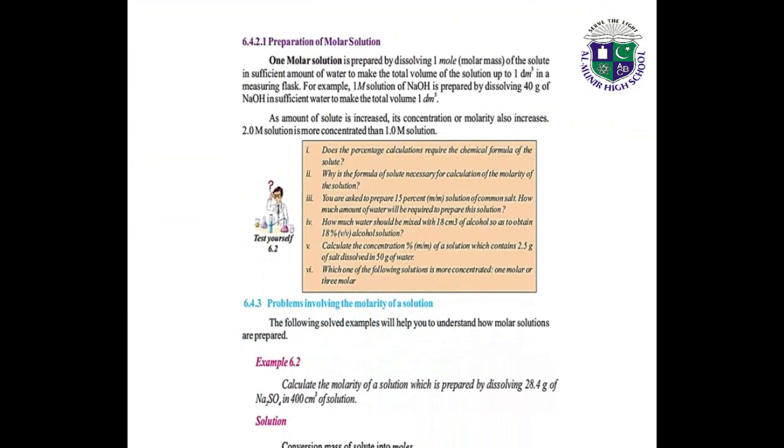How can we prepare a molar solution? A 1 molar solution is prepared by dissolving 1 mole of the solute in a sufficient amount of water to make the total volume of the solution up to 1 decimeter cube in a measuring flask. For example, a 1 molar solution of NaOH is prepared by dissolving 40 grams of NaOH in sufficient water to make the total volume 1 decimeter cube.